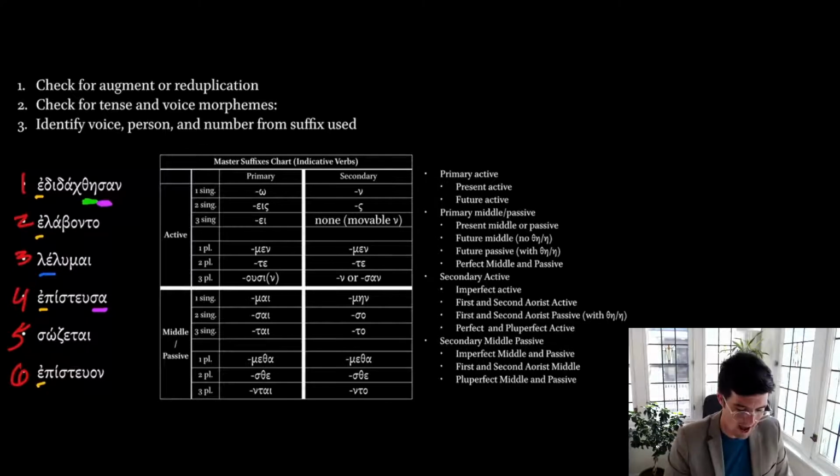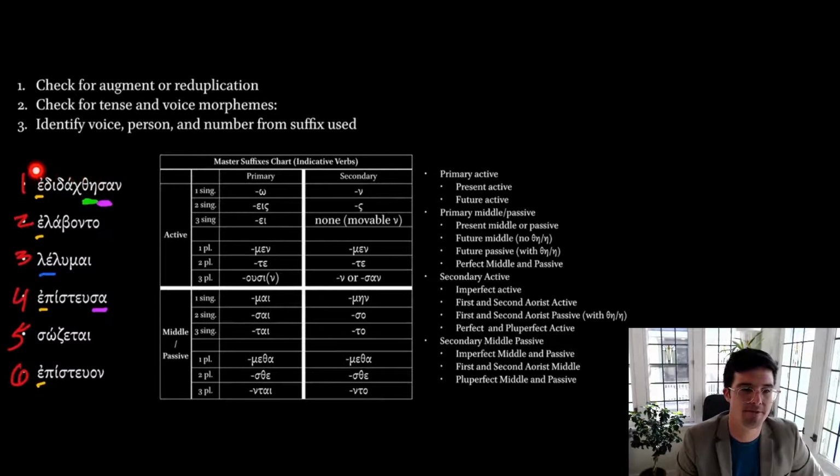And so what we have is 3 different tense and voice morphemes in our 6 different things here. We have a passive voice morpheme, the theta eta in number 1. And then we have a first aorist, this is a passive voice morpheme, not tense morpheme, my apologies. And then we have a first aorist tense morpheme. So this tells us that we have a first aorist, and this tells us that we have a passive.